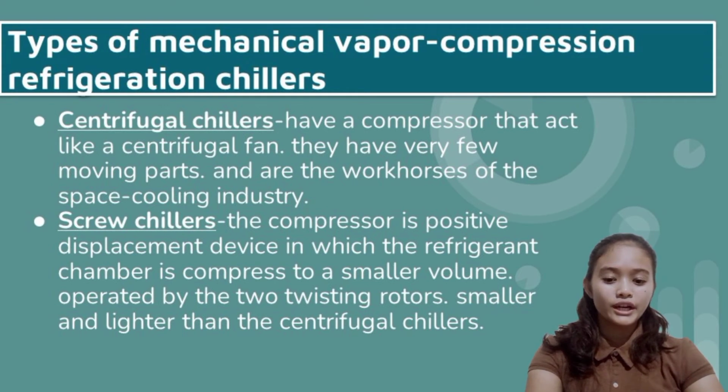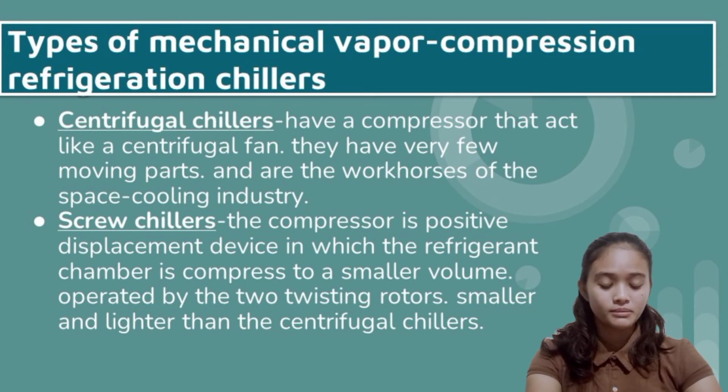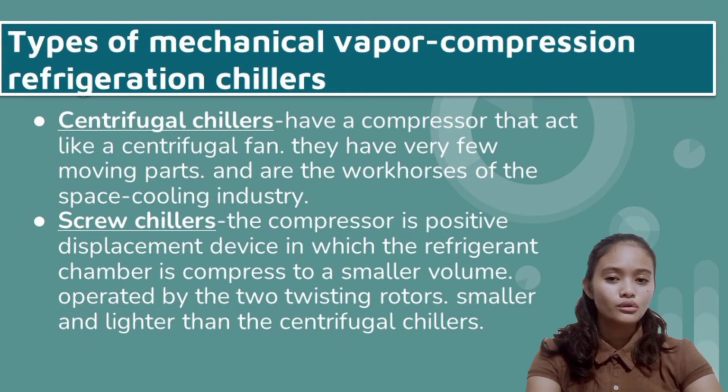The second one is the screw chiller. The screw chillers have a compressor that is a positive displacement device in which the refrigerant chamber is actively compressed to a smaller volume. The rotary screw chiller operates by the twisting motion of two meshing rotors. The single screw compressor consists of a cylindrical main rotor positioned between identical gate rotors. The twin screw or double helical screw compressor consists of two mating twin-grooved rotors.